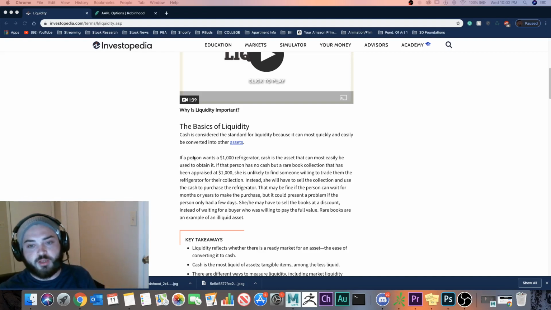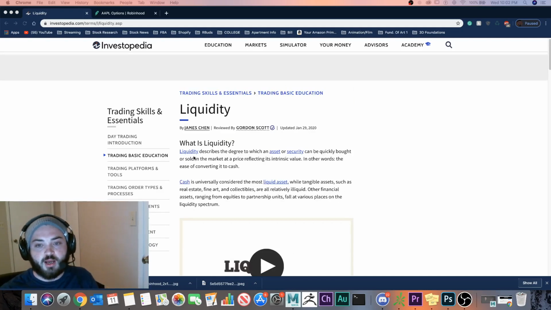So liquidity, we're going to read this real quick. What is liquidity? Liquidity describes the degree to which an asset or security can be quickly bought or sold in the market at a price reflecting its intrinsic value. In other words, the ease of converting it to cash.